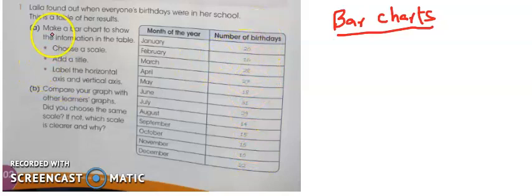So make a bar chart to show the information in the table, and when you make the bar chart you have to choose a scale, and then you have to add a title and then label the horizontal axis and the vertical axis. So when we finish this lesson, inshallah, you will be able to understand all these three things: how to choose a scale for your bar chart, adding the title to the bar chart, and labeling the horizontal and vertical axis of the bar chart.